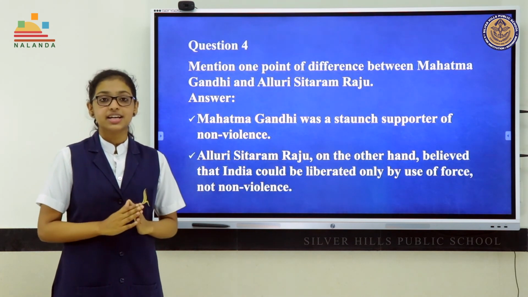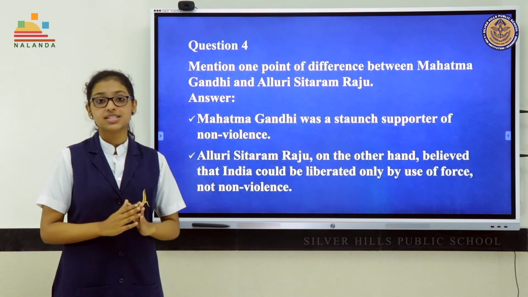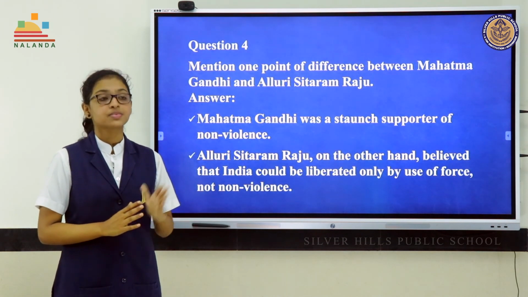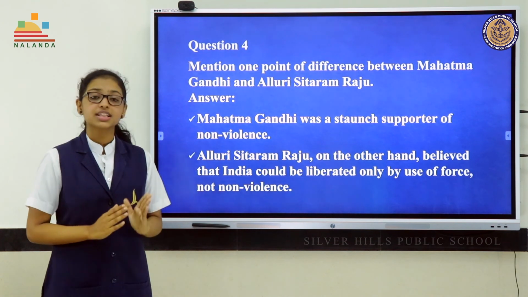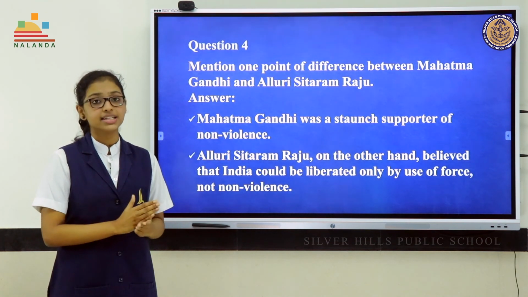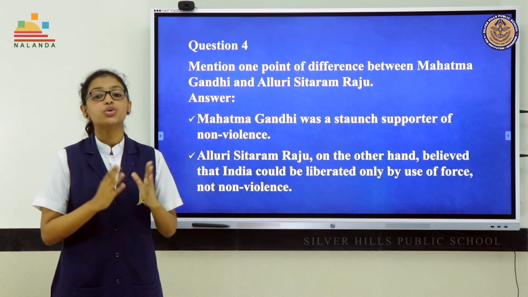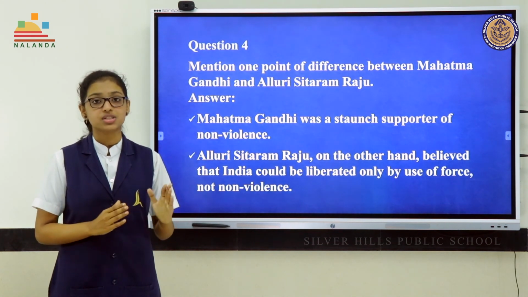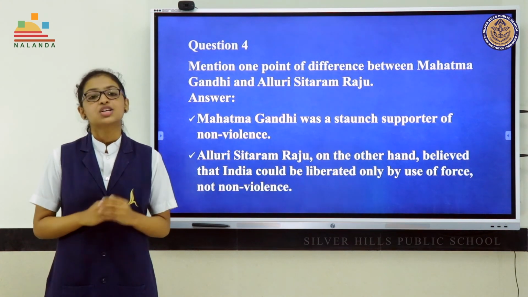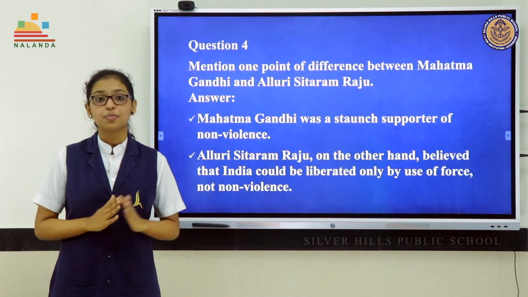As I had mentioned earlier, Alluri Sitaram Raju was the person who led the tribals revolt. So the answer is, Mahatma Gandhi was a staunch supporter of non-violence, while Alluri Sitaram Raju on the other hand believed that India could only be liberated by the use of force and not by non-violence. So that was all about the topic non-cooperation movement.